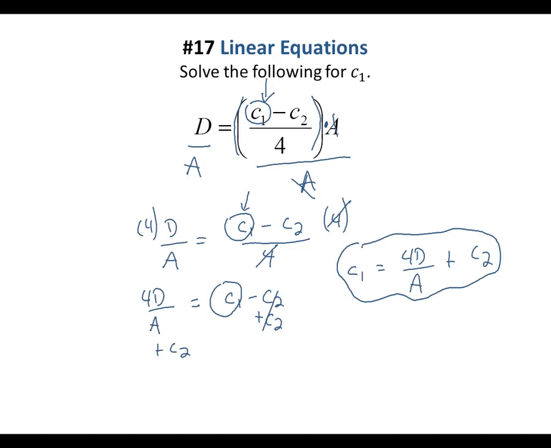I need to get to the numerator. What do you think might get that C1 by itself? Multiply by 4, very good. So what will happen when I multiply by 4? These guys will cancel, right? So that gives me 4d over A equals C1 minus C2. Remember, your goal is still to solve for C1. So we're going to add C2 to both sides. These cancel, so we finally get that C1 equals 4d over A plus C2. Questions here?